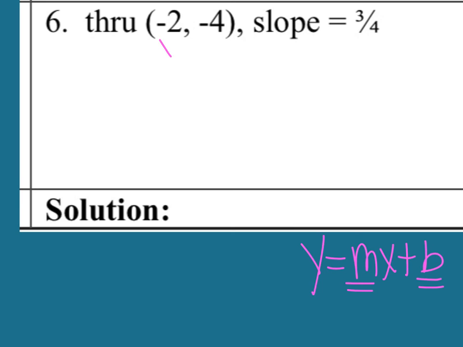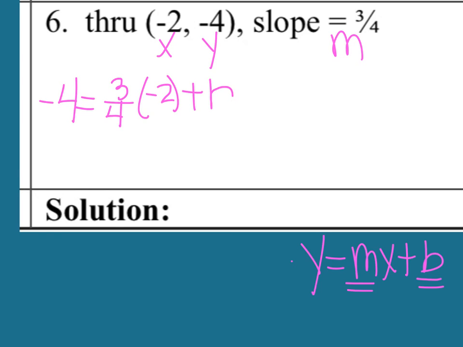All right, this one we're given an x, a y, and an m. So let's plug into our formula. So I'm going to plug in for the y first. So negative 4 is equal to my slope of 3/4 times x of negative 2 plus b. All right, so now we're going to do the math and do 3/4 times negative 2, which is negative 1.5.